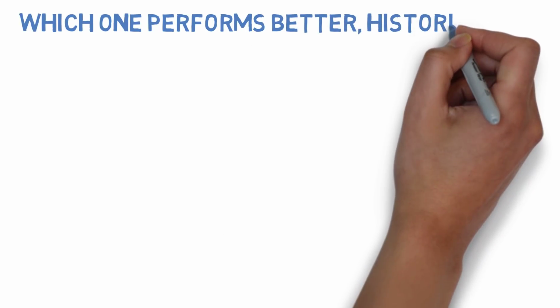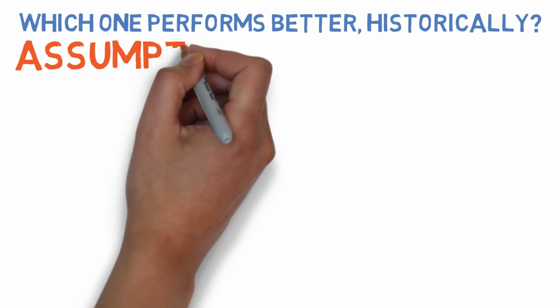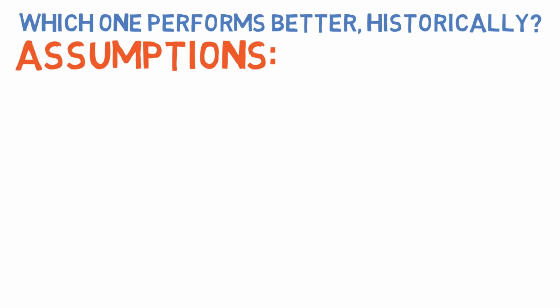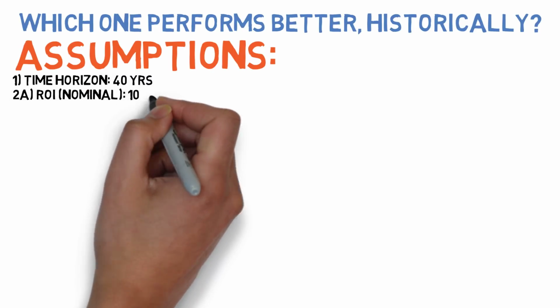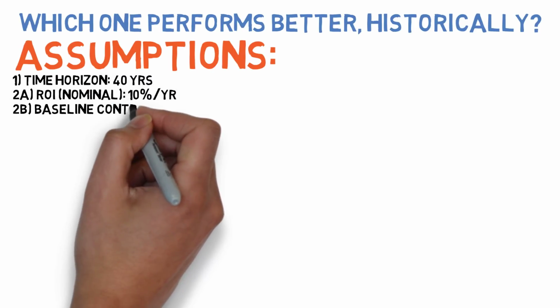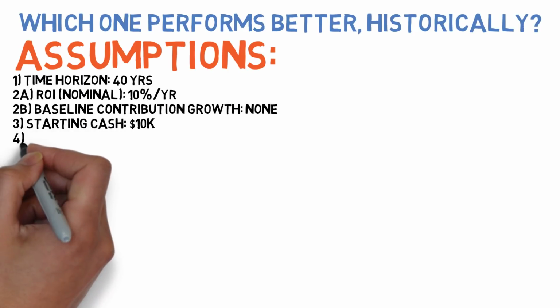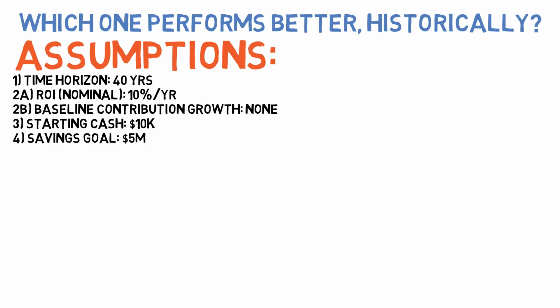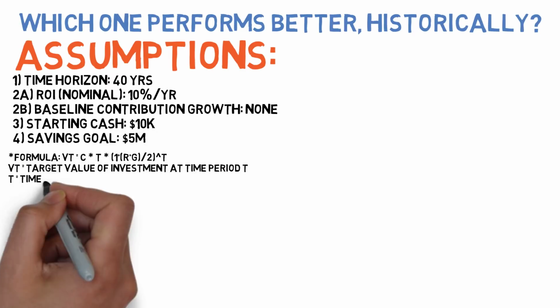To answer this question, I ran a few different simulations using Robert Shiller's S&P 500 data, which goes back to January 1871, and the following assumptions. First, I used a 40-year time horizon. Second, I used an estimated 10% nominal annualized return per year and no change in the size of the baseline contribution, both of which of course are used to help calculate how much our hypothetical investor is personally contributing each month based on the formula that you see on your screen now.